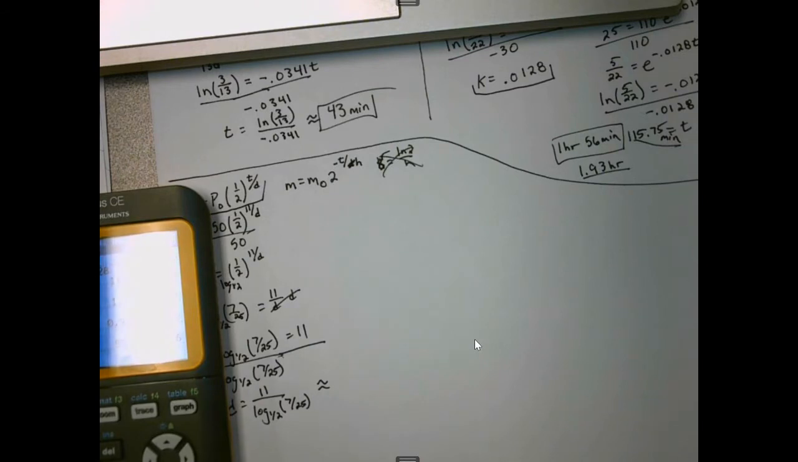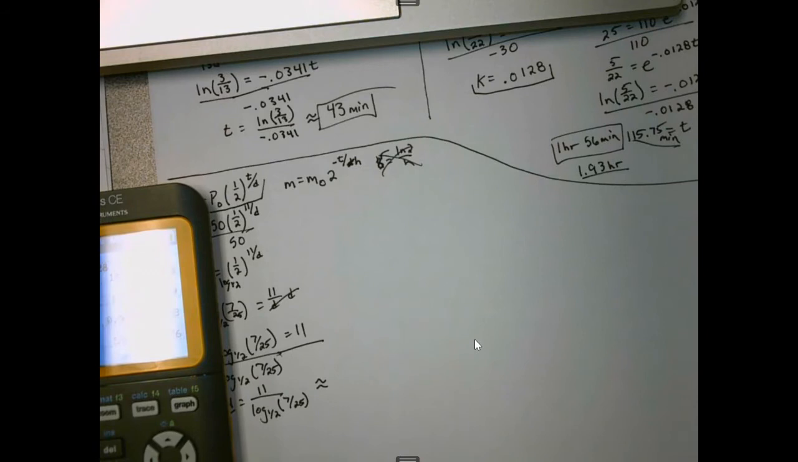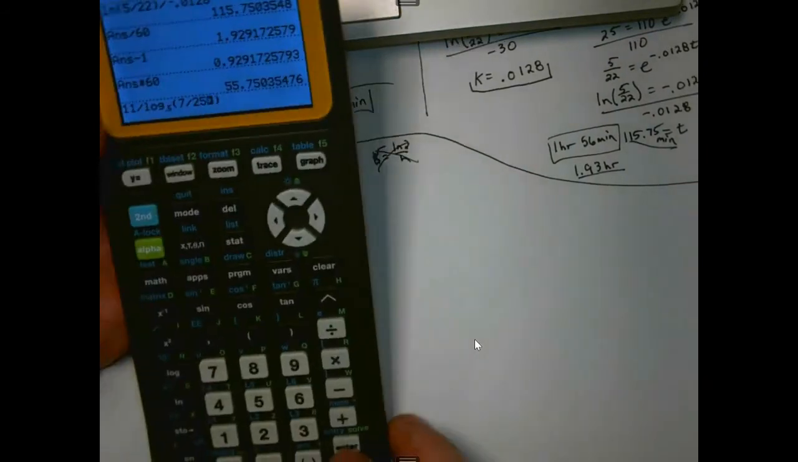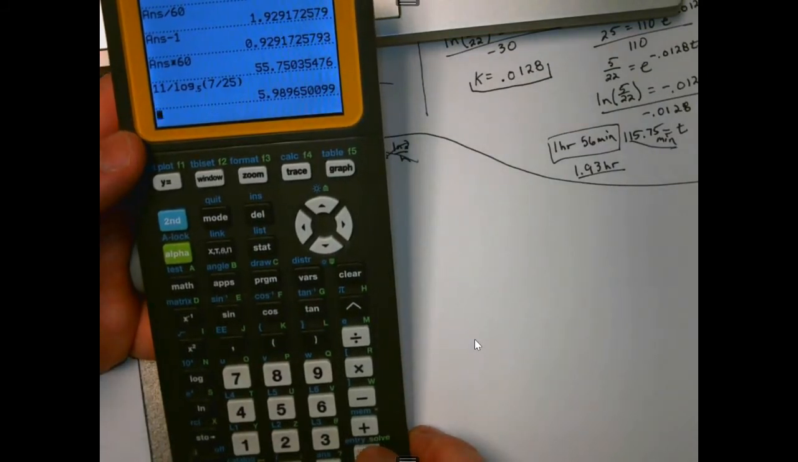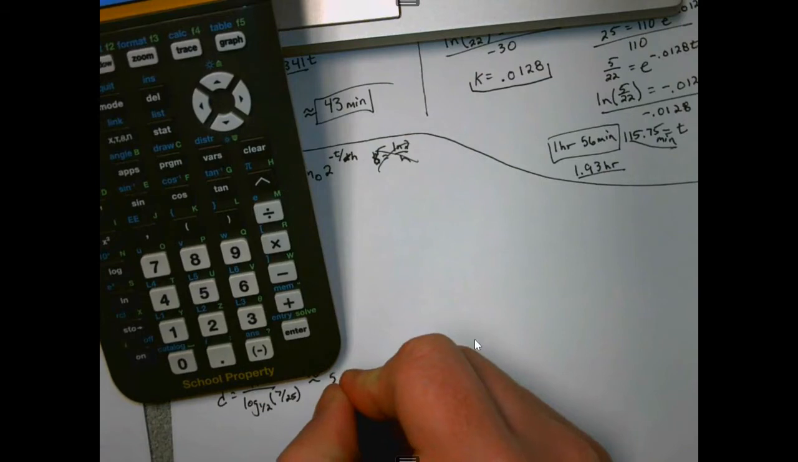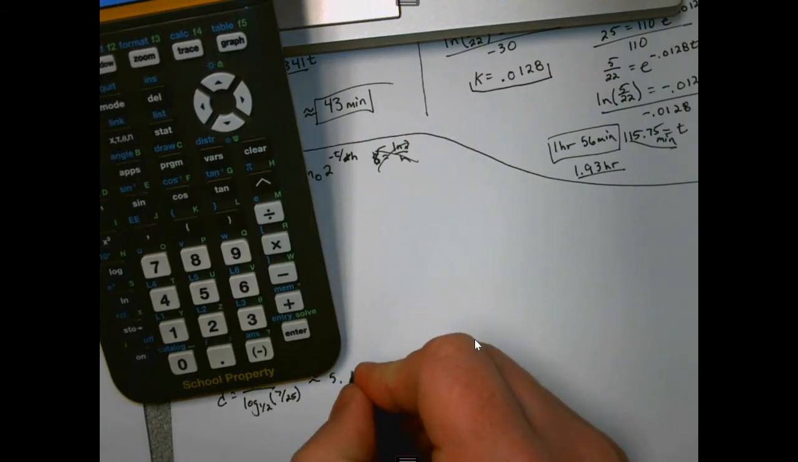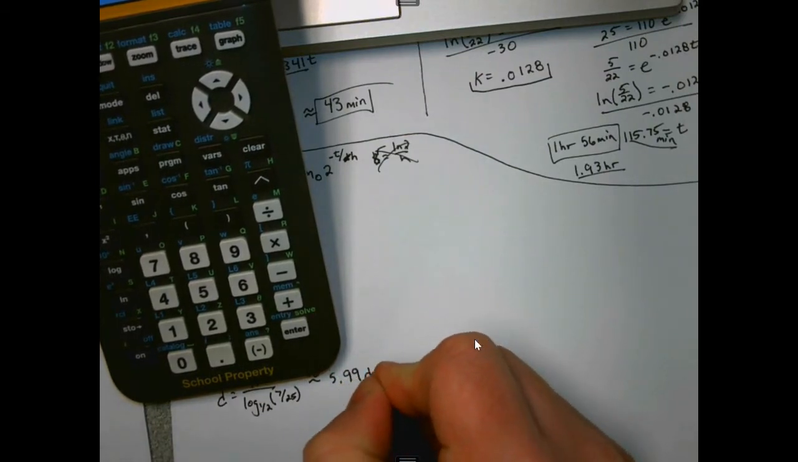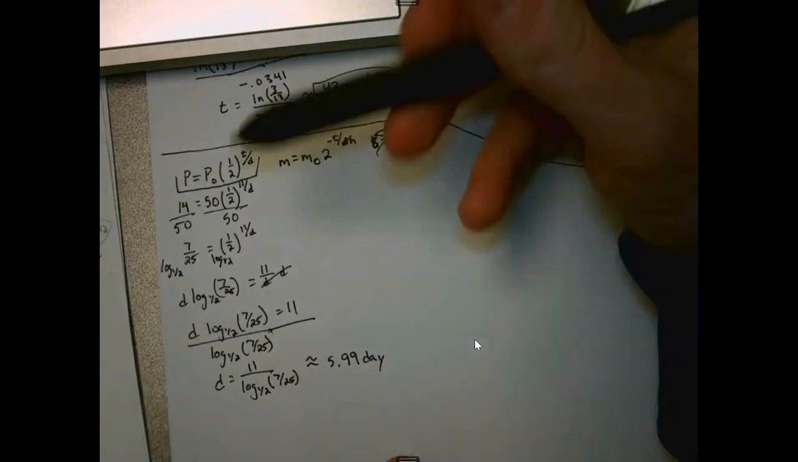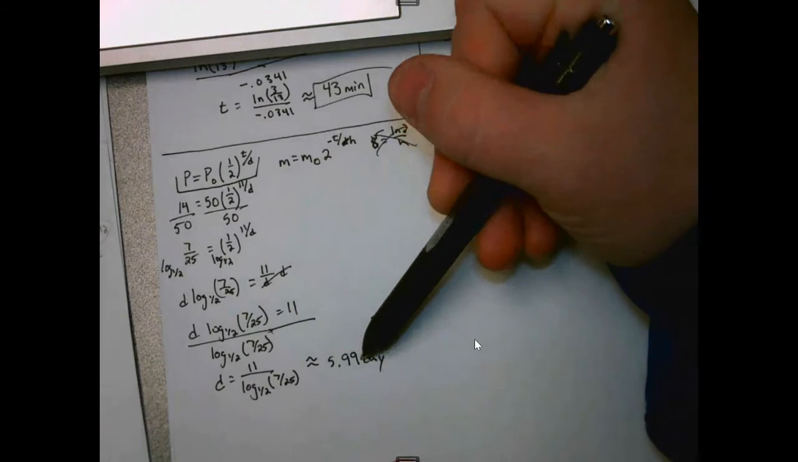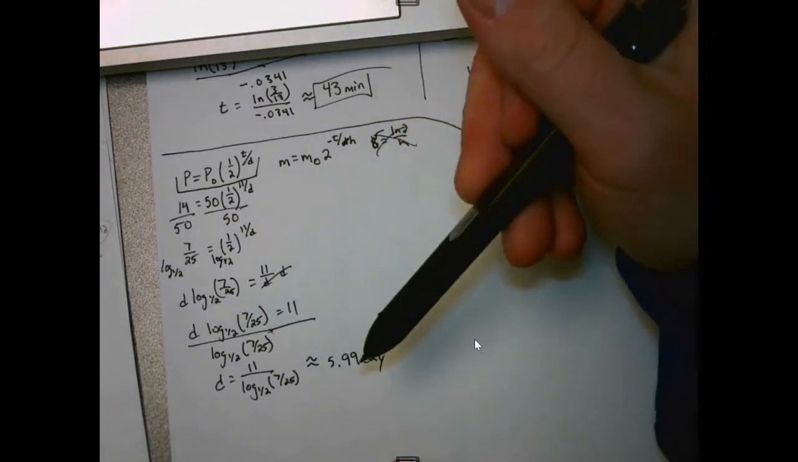So D equals 11 over log base 1/2 of 7 over 25, which is about 11 divided by log base 1/2 of 7 over 25. That's what we got: 5.99 days. And that's the half-life time. So it takes almost 6 days to divide this thing in half.